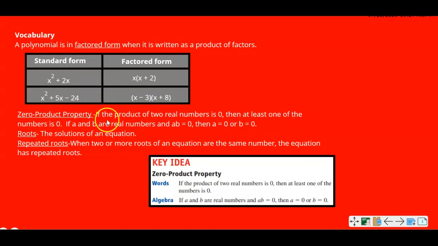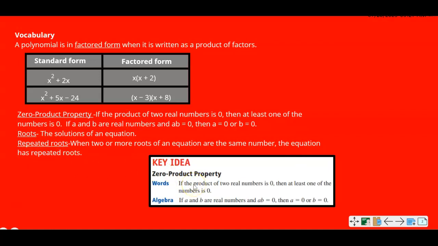All right, the zero product property: if the product of two real numbers is 0, then at least one of the numbers is 0. If a and b are real numbers and a times b is 0, then a equals 0 or b equals 0. Roots are the solutions of the equation. Repeated roots is when two or more roots of an equation are the same number. The equation will then have repeated roots.